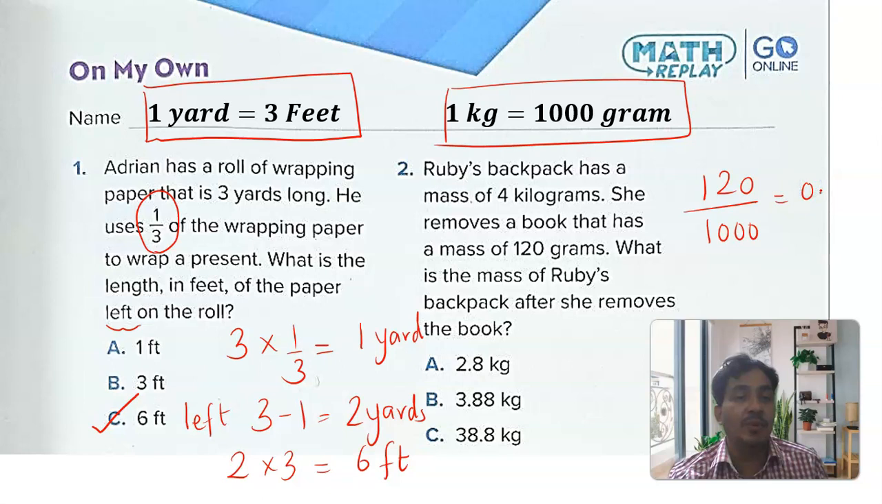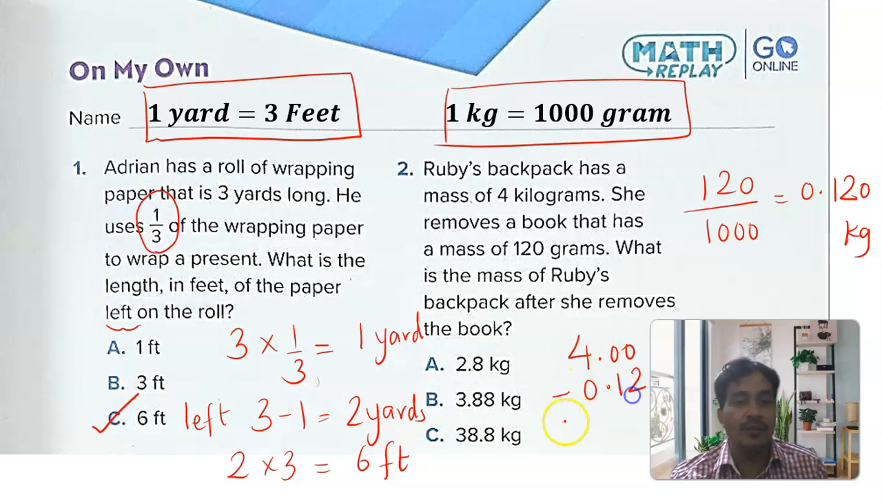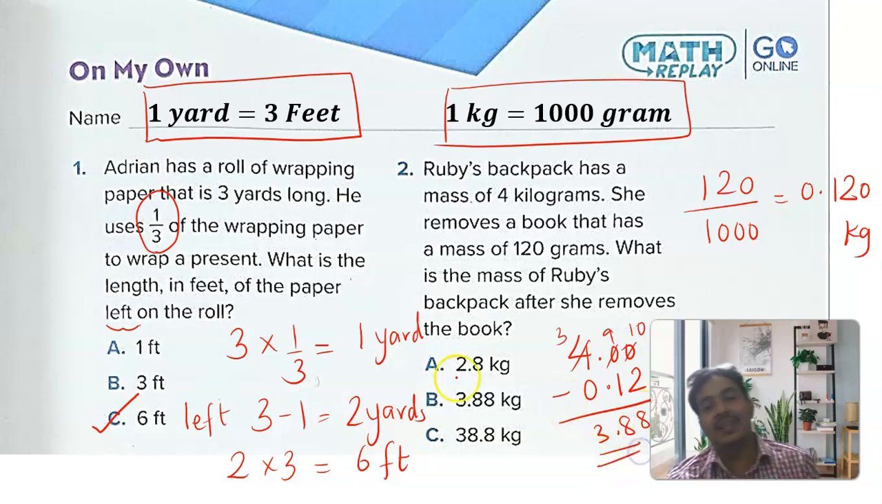So this will be 0.120 kilograms. This is in kilograms. Now we have to do minus, because how much is left over? So 4 kilograms, that is 4.00 minus 0.12. So if you do the subtraction carefully, you get 3.88 kilograms. So this is the answer, 3.88 kilograms.